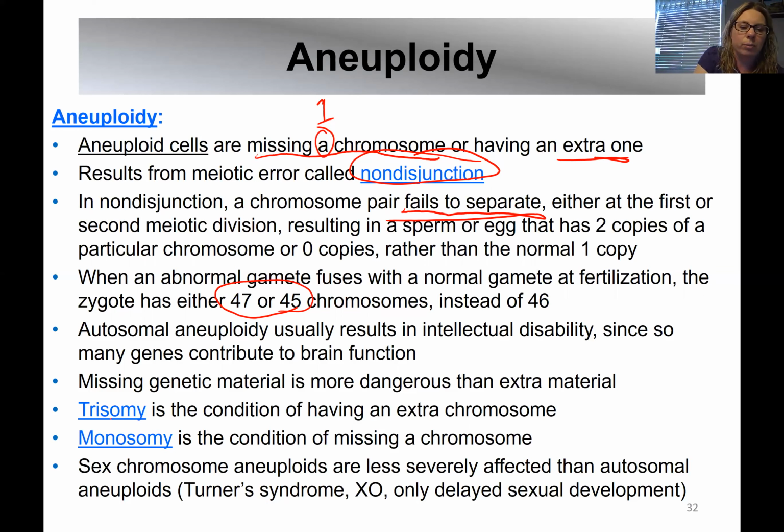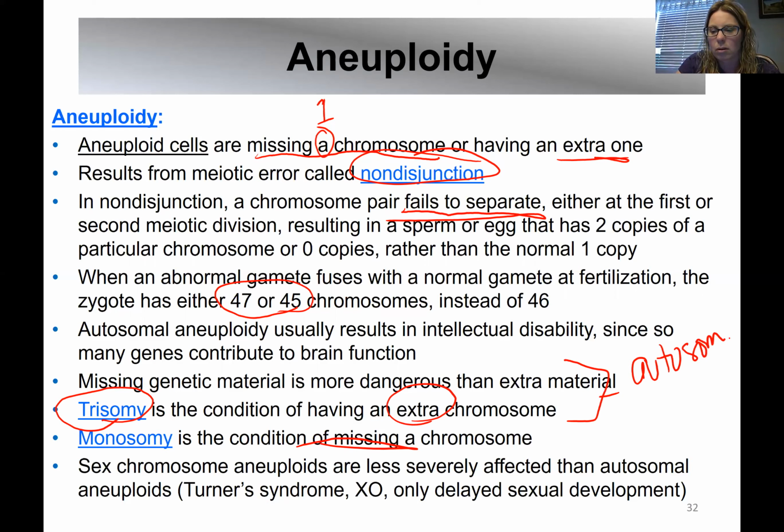Trisomy is having the extra chromosome. Monosomy is when they miss a chromosome. And we're talking about autosomes here. However, the sex chromosomes can have an extra or a missing chromosome. Turner syndrome is where there's only 1 X, and the only detriment there is delayed sexual development. This person would be female because there's no Y there.